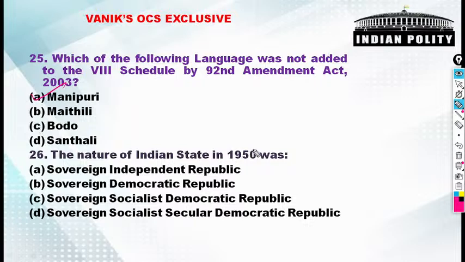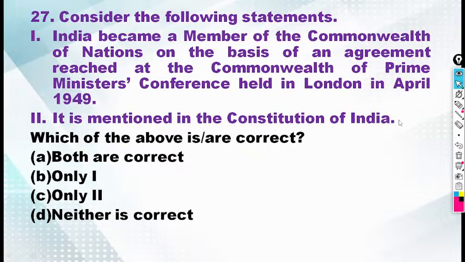The nature of the Indian state in 1950 was sovereign democratic republic. Later, the words secular and socialist were added by the 42nd Amendment. So the nature of the Indian state means the type of government that is mentioned in the preamble. In 1950 it was sovereign democratic republic. Later the two words socialist and secular were added. B. 27. Consider the following statements.